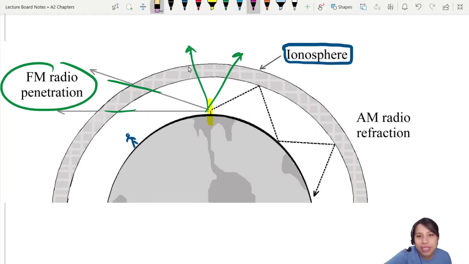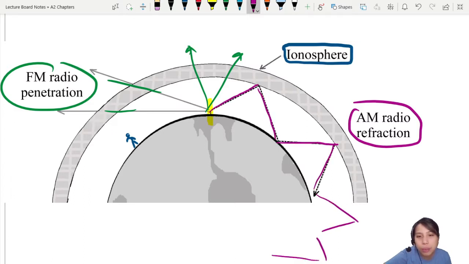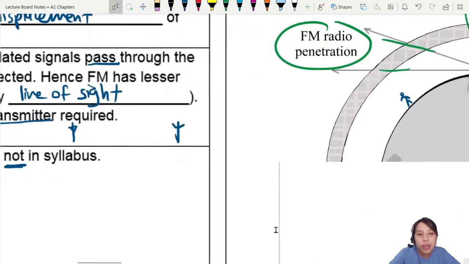Let's call this the purple one. You see the AM? It's going to do some bouncing, reflection. Come here, go there. So actually, you can reflect all the way to the other side of the Earth. It transmits very, very far. That's the difference: FM cuts through, doesn't bounce here and there. AM can bounce here and there, and then go a very large range. This is interesting.